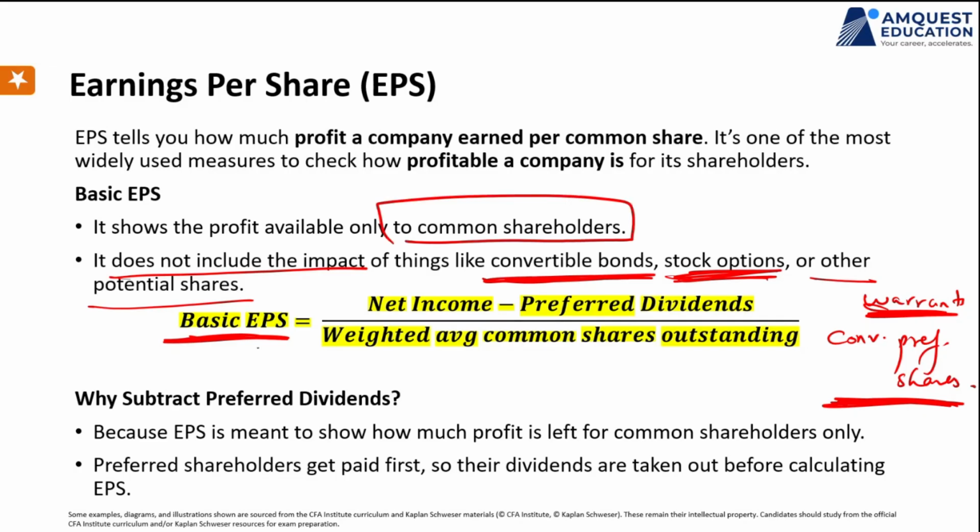So in basic EPS, you take net income, which is your profit after tax, minus preferred dividends, the dividends you pay to preferred shareholders, divided by weighted average common shares outstanding. Now, why are we subtracting preferred dividends? Because EPS is meant to show how much profit is left for common shareholders only, right? So before we get to common shareholders, from net income, you will obviously have to pay preferred shareholders their dividend. So we subtract preferred dividends, and whatever is left over is the money available for common shareholders.